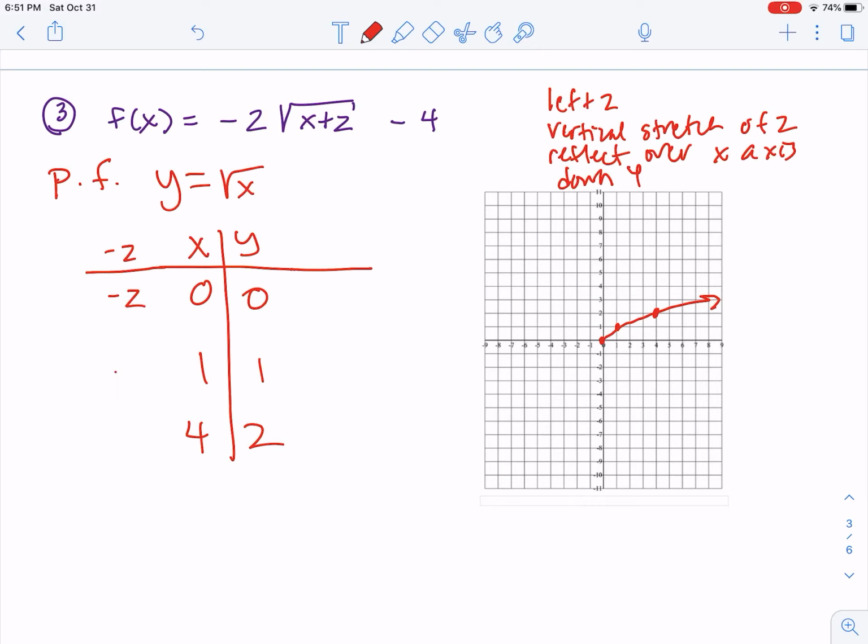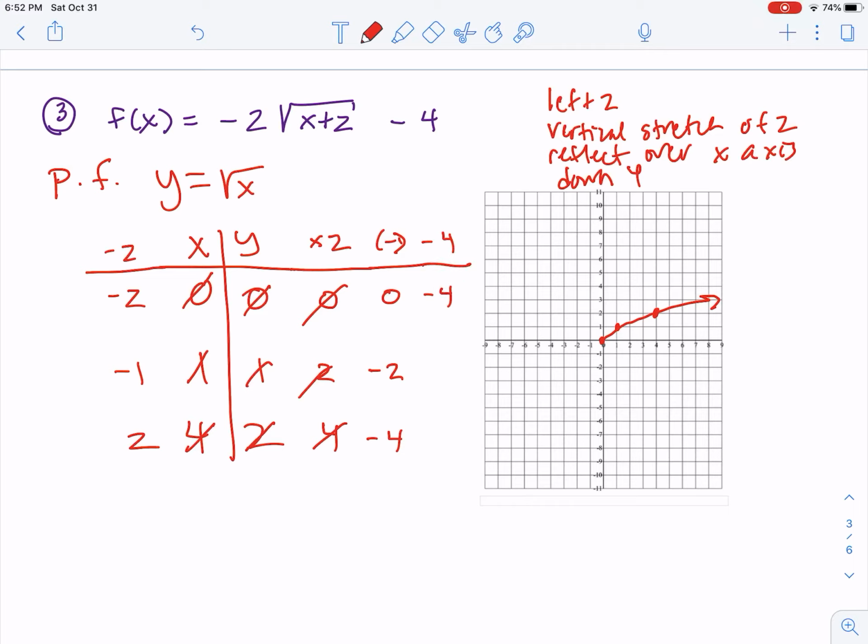I get negative 2, negative 1, 2. A vertical stretch of 2 means the y values are being pulled away from the x-axis. Multiply the y values by 2: 0, 2, and 4. Reflect over the x-axis. That's where you're multiplying by the negative: 0, negative 2, negative 4. And then I'm going down 4. I'm subtracting 4 from the y values: negative 4, negative 6, negative 8.